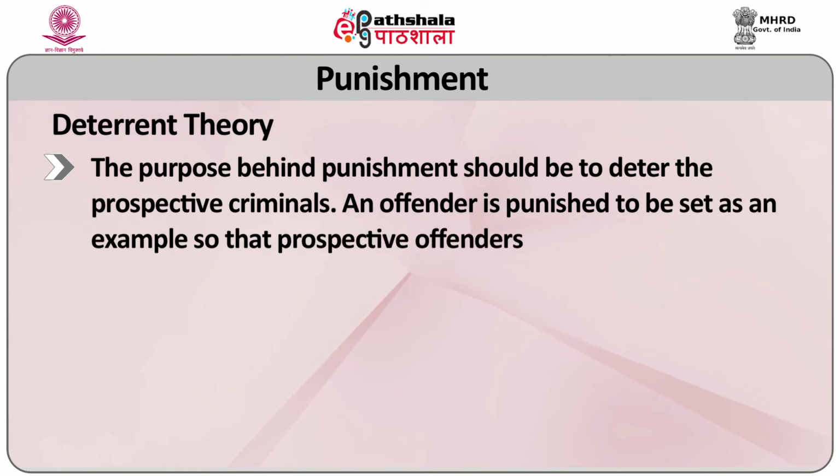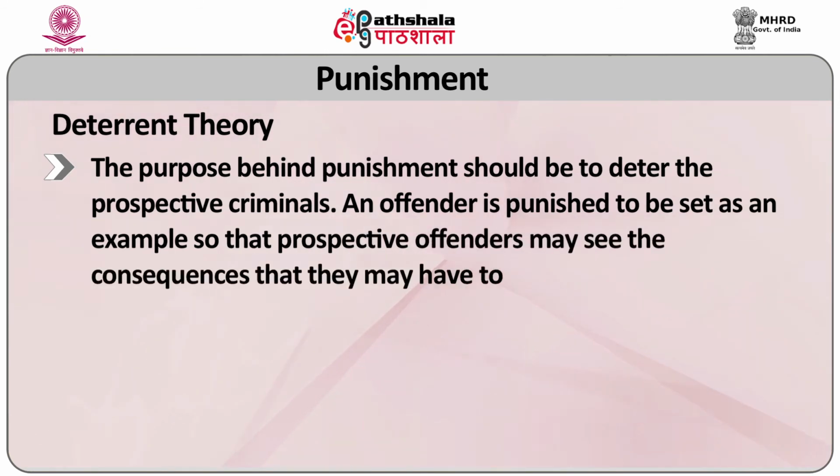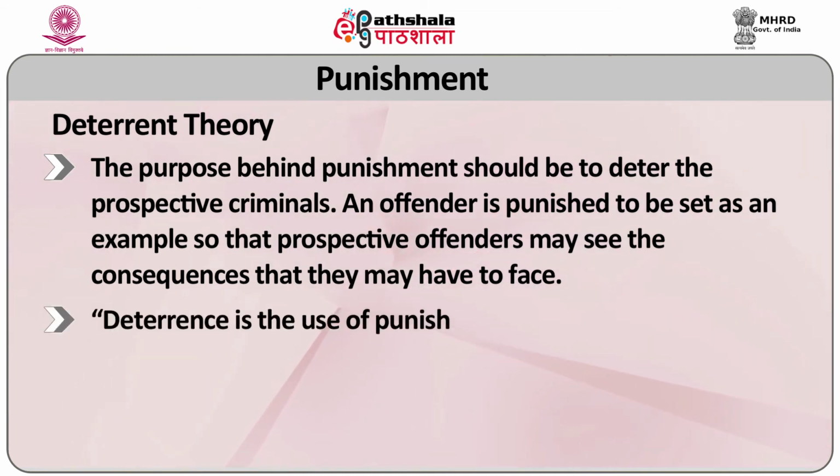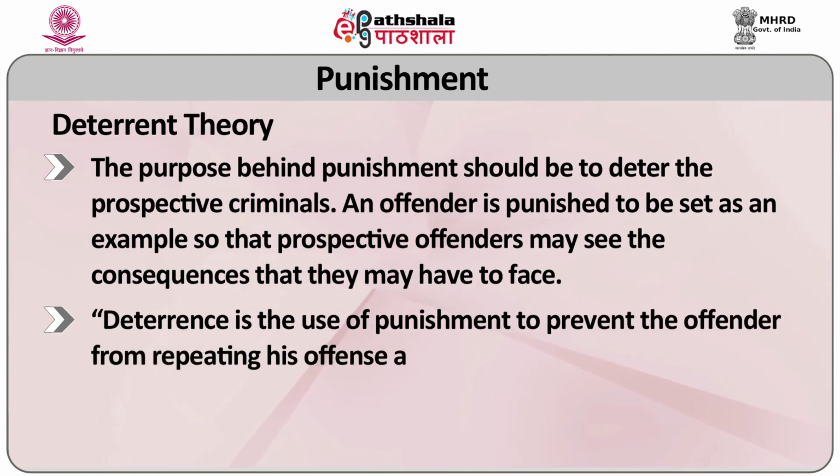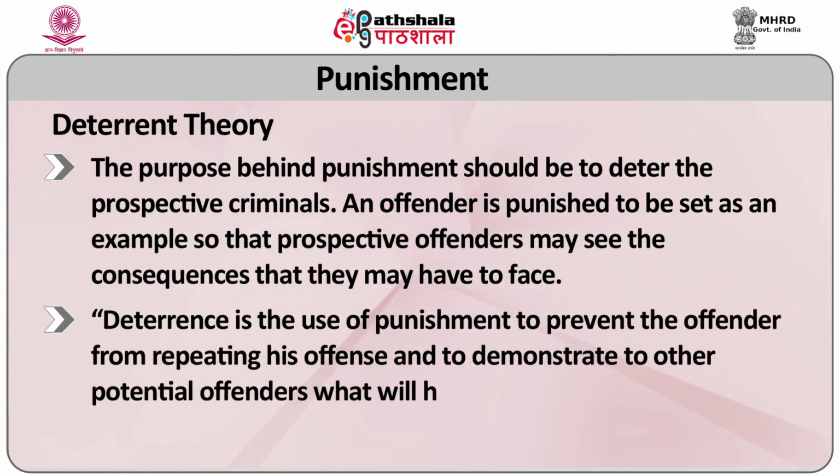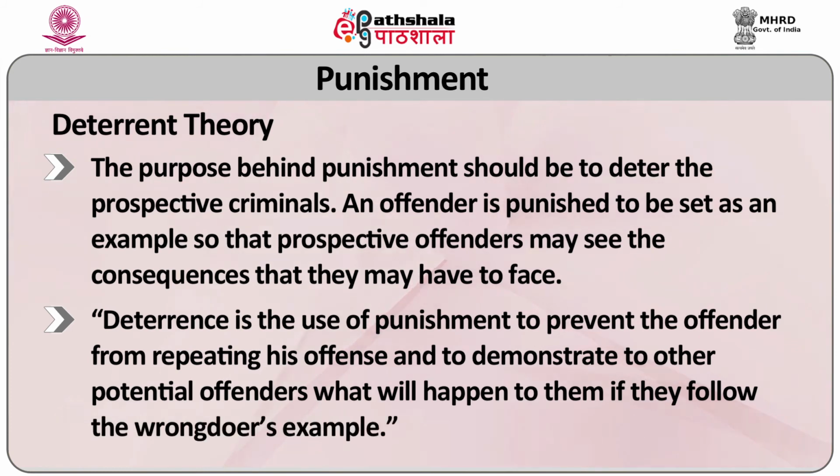An offender is punished to be set as an example, so that the prospective offenders may see the consequences they may have to face. In other words, deterrence is the use of punishment to prevent the offender from repeating his offense and to demonstrate to other potential offenders what will happen to them if any of them follows the wrongdoer's example.